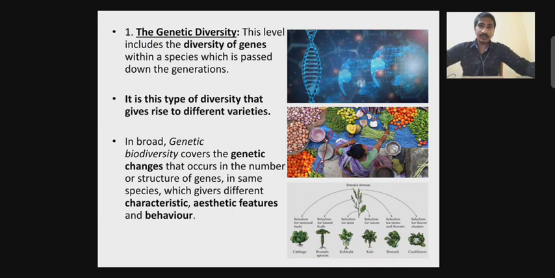The genetic diversity level includes the diversity of the genes, like I said earlier. It is this type of diversity that gives rise to different varieties. Suppose you see different types of maize. Maize is a species, and there exist different varieties. How is it possible? It is possible due to the variation in the genes. In broad terms, genetic biodiversity covers the genetic changes that occur in the number or structure of genes in the same species, which give different characteristics, aesthetic features, and behavior.